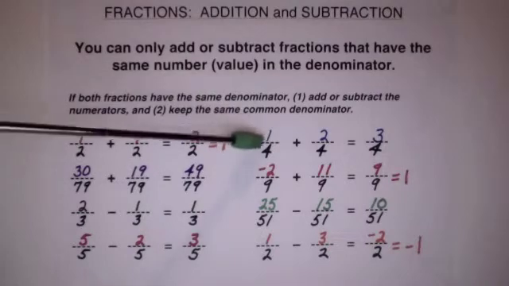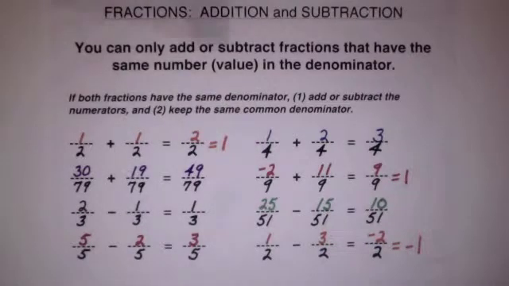Let's look at the second example. 1/4 plus 2/4 equals 3/4. The denominators are the same, so I can do this. I write the same denominator here. I write a 4 here. Now I must add the numerators. 1 plus 2 equals 3.